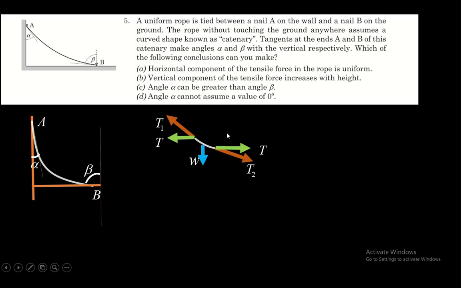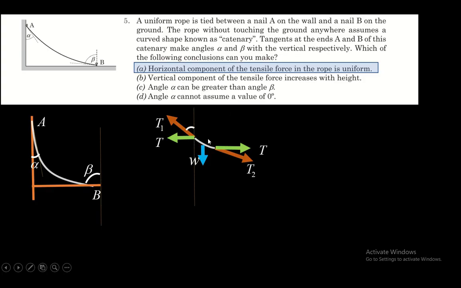Why are these components equal? Okay, these components are equal because if they were not, this part of rope would accelerate horizontally. And since every part of the rope is stationary, it has a net force equal to 0 in any direction. So in the horizontal direction, it has a net force 0, and therefore these two forces must be equal and opposite in direction. So these T's must be the same, otherwise there will be a net horizontal force and this part would accelerate. So option A is correct. Horizontal component of the tensile force is uniform.